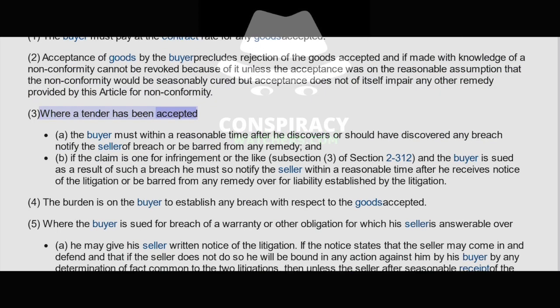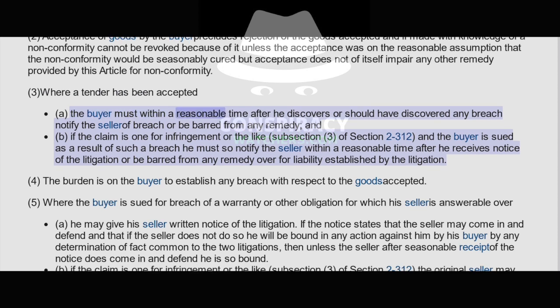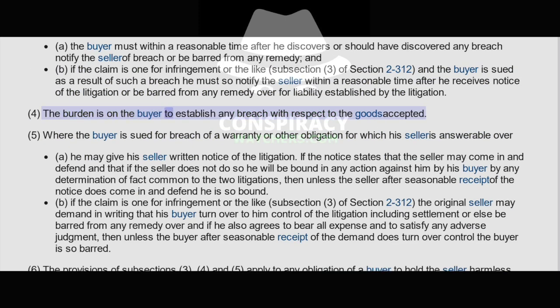Where a tender has been accepted, the buyer must within a reasonable time after he discovers or should have discovered any breach notify the seller of breach or be barred from any remedy. And if the claim is one for infringement or the like, and the buyer is sued as a result of such a breach, he must so notify the seller within a reasonable time after he receives notice of the litigation, or be barred from any remedy over for liability established by the litigation. The burden is on the buyer to establish any breach with respect to the goods accepted.